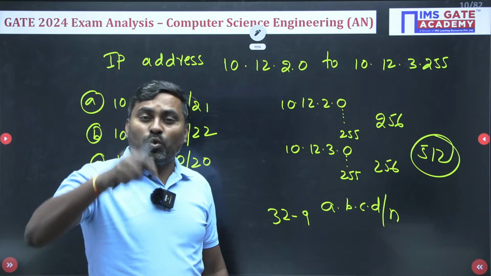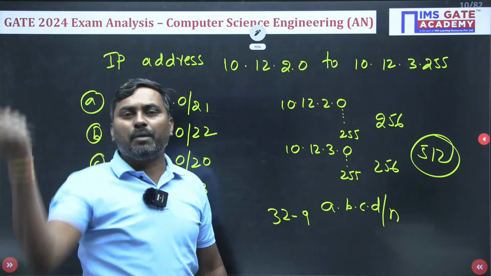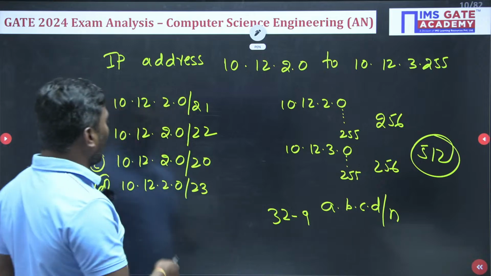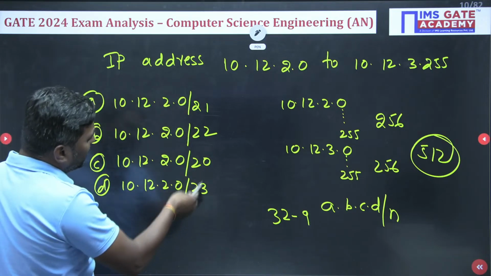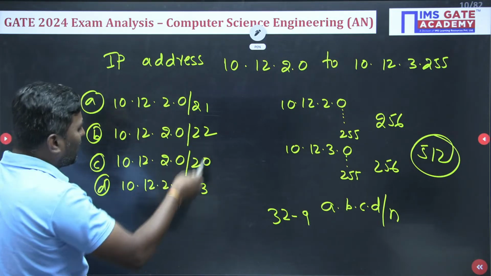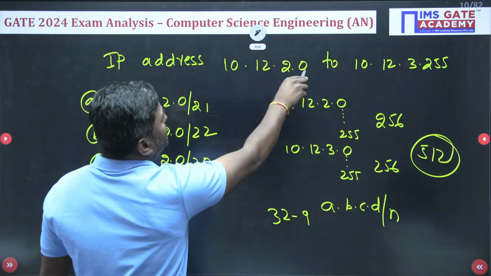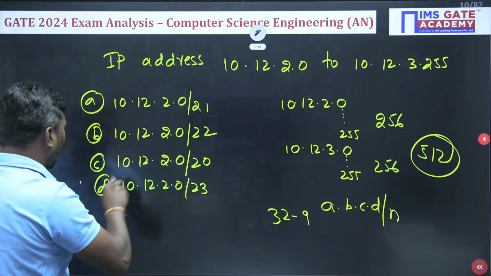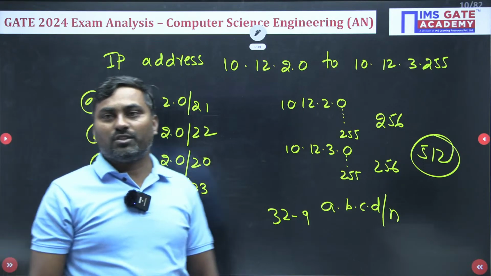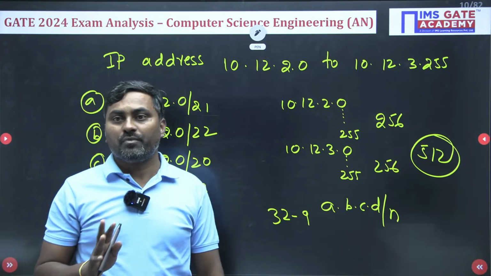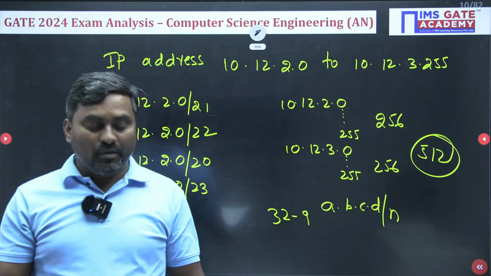Now for the notation, you can take any IP address from the block and suffix it with 23, so there is no confusion. One of the IP addresses we can take from this block is 10.12.2.0 and suffix 23. So option D is the right answer for this question. I hope this question was framed for 2 marks. If somebody already attempted, you can tell.